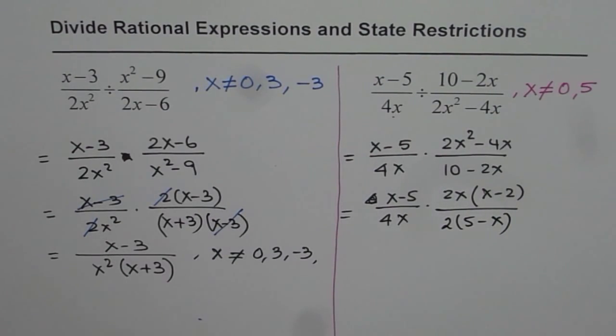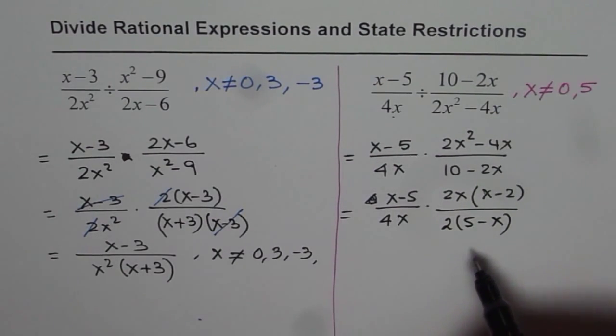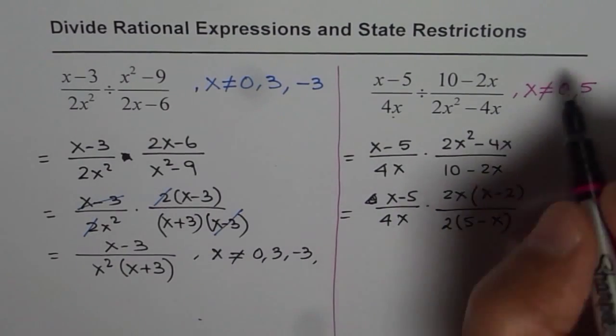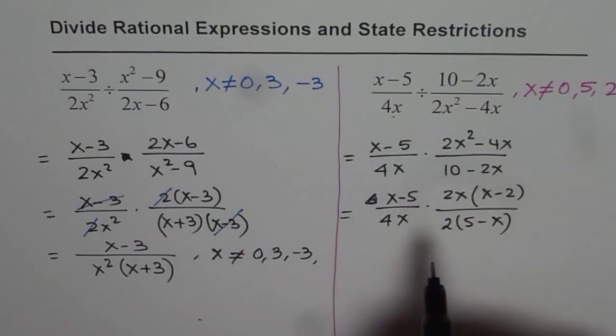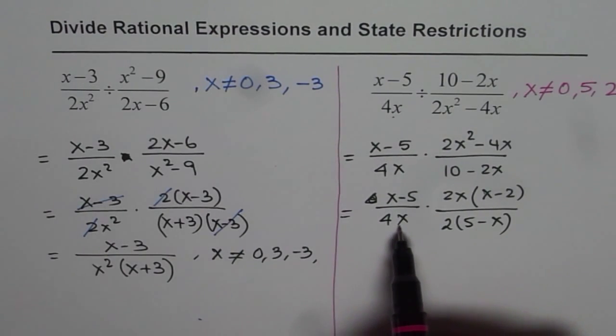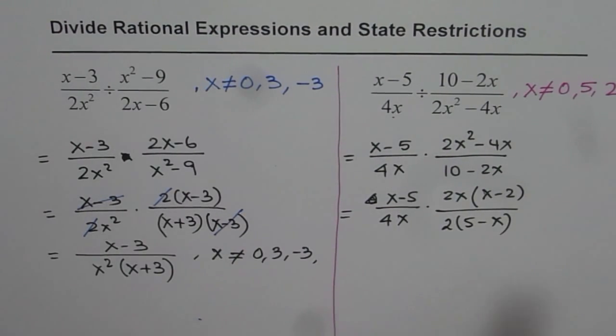Now we'll write down the restrictions. It is good to factor and then write down restrictions, kind of simpler, right? So we wrote for x equals 0, and x equals 2 is another restriction to be added. We already have restrictions for x not equal to 5 and 0, correct? So that completes the restriction part.